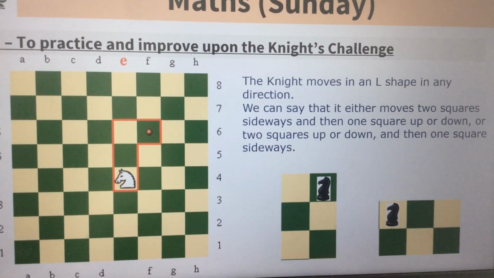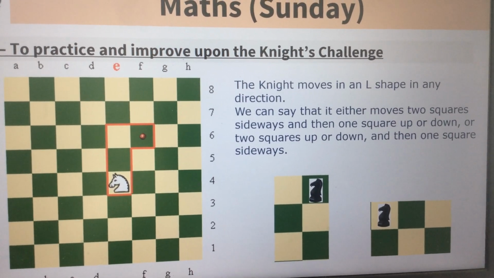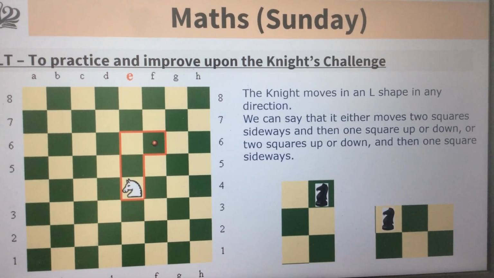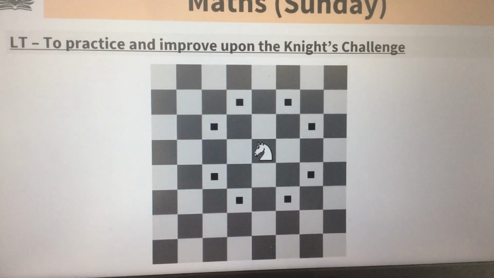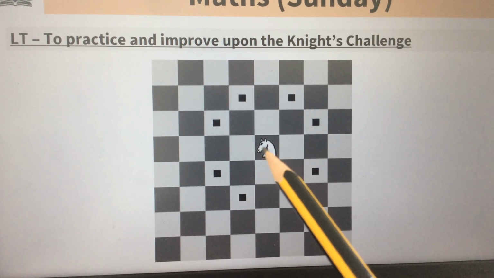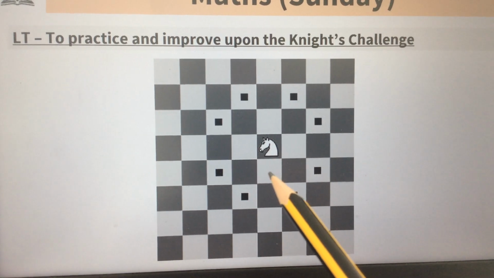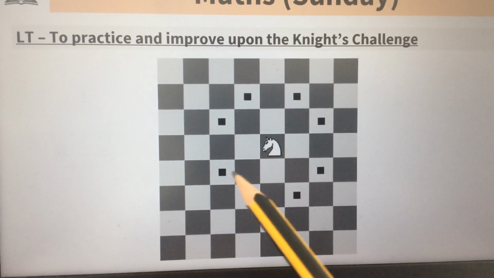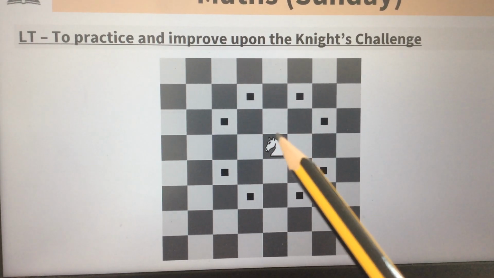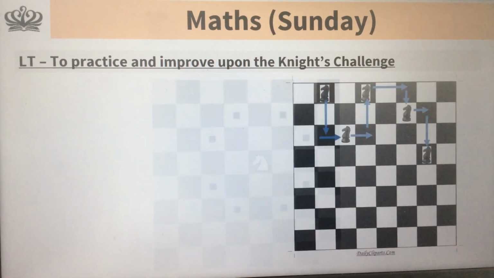We can say that it moves either 2 squares sideways and then 1 square up or down, or 2 squares up and down and then 1 square sideways. Okay, so we're always looking for those L shapes. So if my knight is here on my chessboard, it can move to any one of these places. So 1 across, 2 up. This one is 1 down, 2 across. Okay, so you're always looking at those boxes of 6 that are there. Okay, so that is how a knight can move.